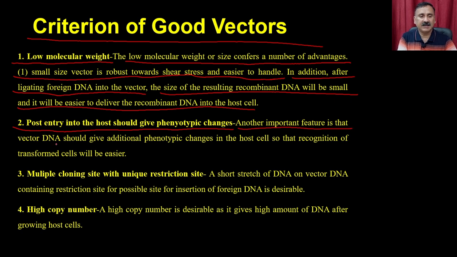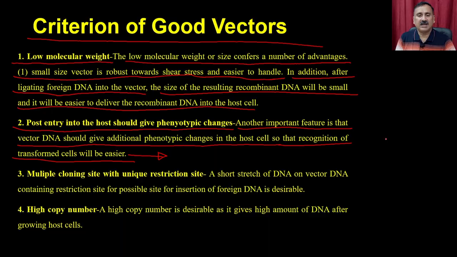Another important feature is that the vector DNA should give you additional phenotypic changes in the host cell so that the recognition of the transformed cells will be easier, which means it should show you some phenotypic change, like the cell should turn green. If I can easily recognize the cells which are getting the DNA or which are not getting the DNA simply by the fact that the DNA-containing cells are going to be green in color, or blue in color or white in color, then that kind of phenotype is going to help me in identifying the transformed host.